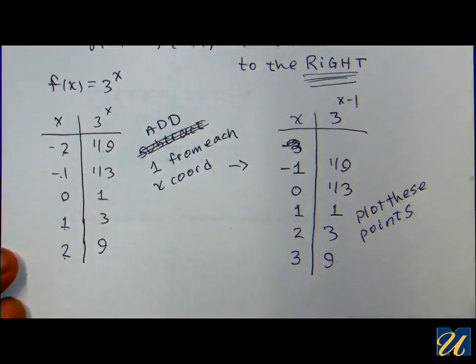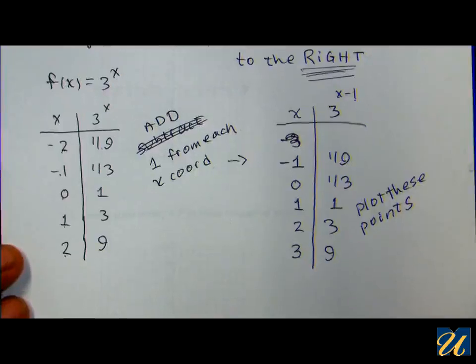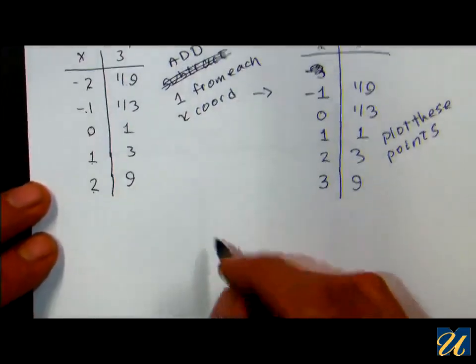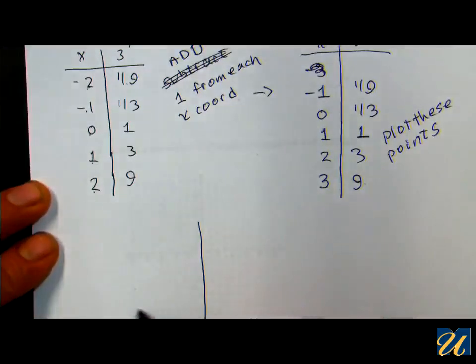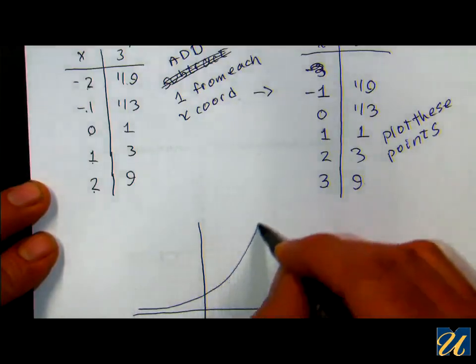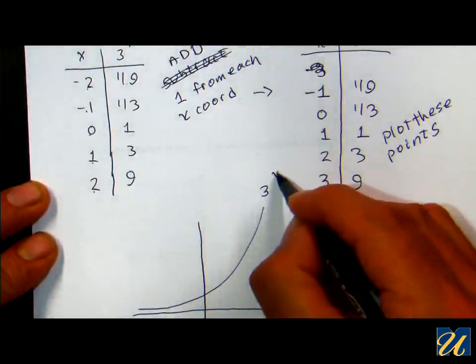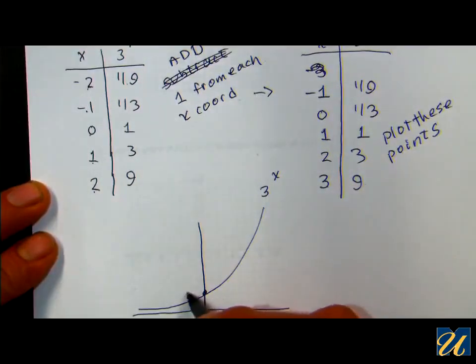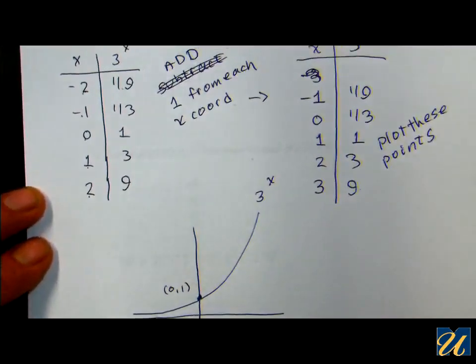And you'll obtain the graph of the g of x function. Now, when you do that, it's difficult to show. Here is our 3 to the x function, which goes through 0, 1. Our g of x function is slightly different.